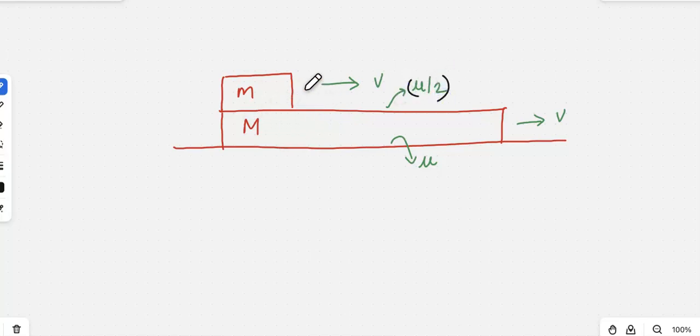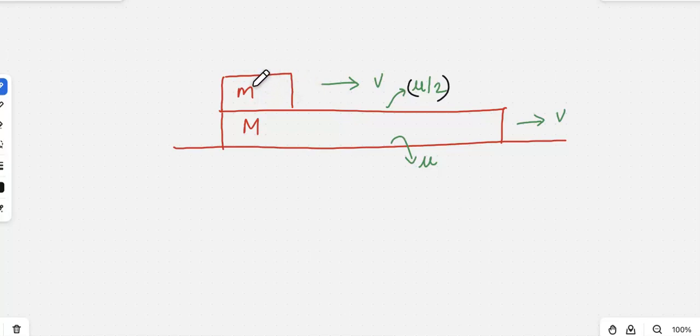In between them. Now the whole system is pushed towards right with the initial velocity v, and they are asking what time it will take for the small m block to separate from the bigger block. Let's find out that. The first thing we should understand here is what happens when you place an object on another object.